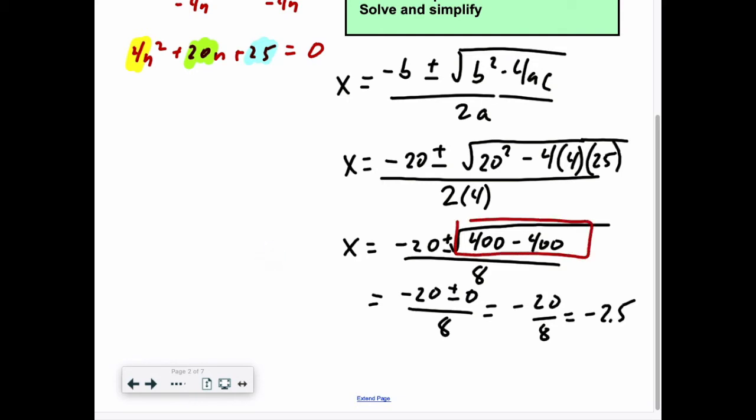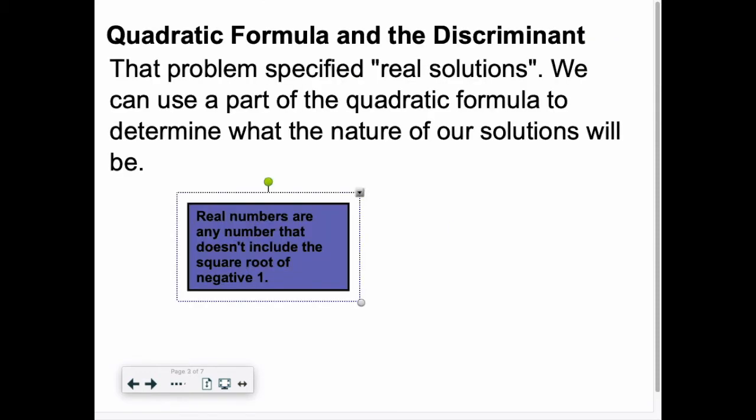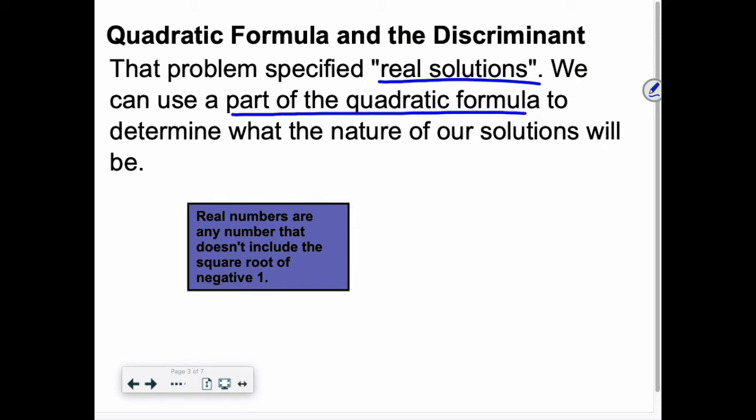Now, this actually brings us to our next point, the discriminant. That problem specified real solutions. Now, real solutions are just numbers that don't include the square root of negative 1. But we're starting to see square roots that do have negative numbers under them. And we can use a part of the quadratic formula to determine if we're going to have real solutions, if we're going to have what we call complex solutions, how many solutions we're going to have, all of that.